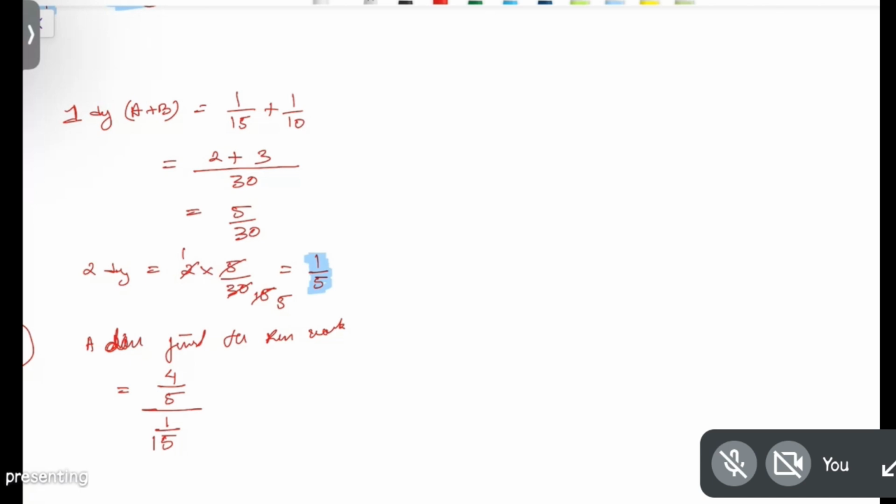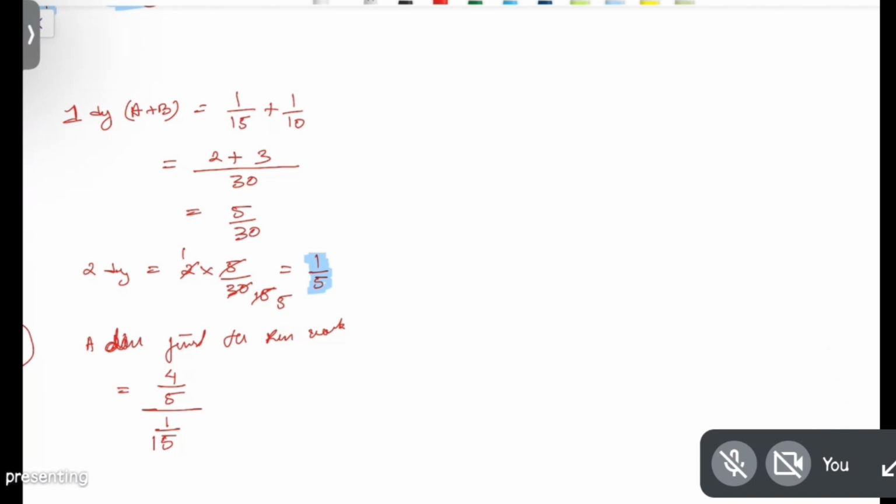Batteries. Actually, my earpiece battery is going down, so am I audible? Yes, no. I just took off my earpiece.